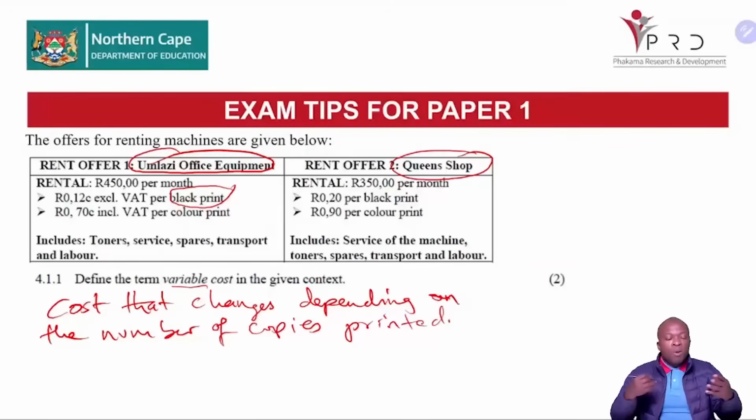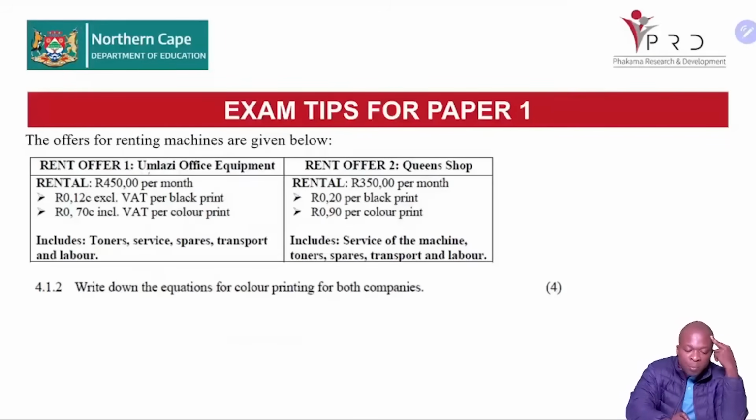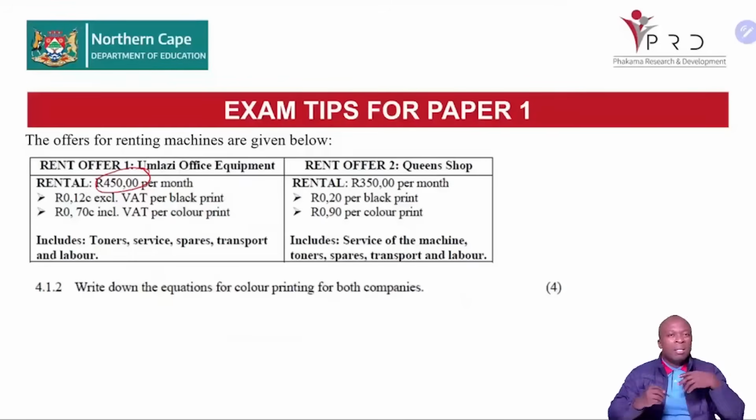Okay? The cost that changes depending on the number of copies that we printed is what you call a variable. If it was a fixed cost, it is the cost that remains the same, like renting the photocopier machine. You see, we pay 450 Rand a month. If it's fixed cost, it means that whether we print or we don't print, it is still the same amount. Now, the examiner is asking us to do what?